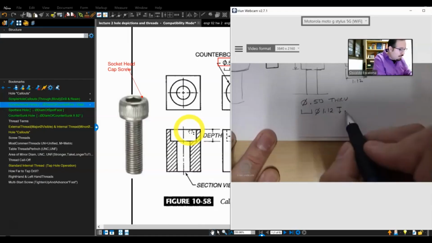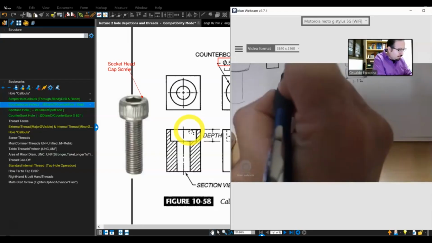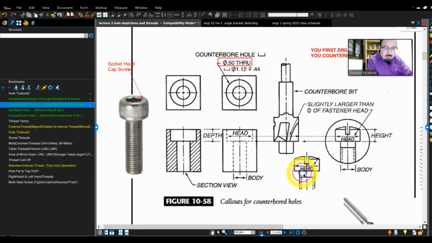In this case, I think it was 0.44, right? 0.44. So the depth here is 0.44. Boom. At this point of time, I can grab myself a drill bit and make the first thing. I get myself a counterbore bit. And then once I'm done, it's going to look like this. You grab now your bolt and you put it inside of it, and it's going to sit nice and flush.